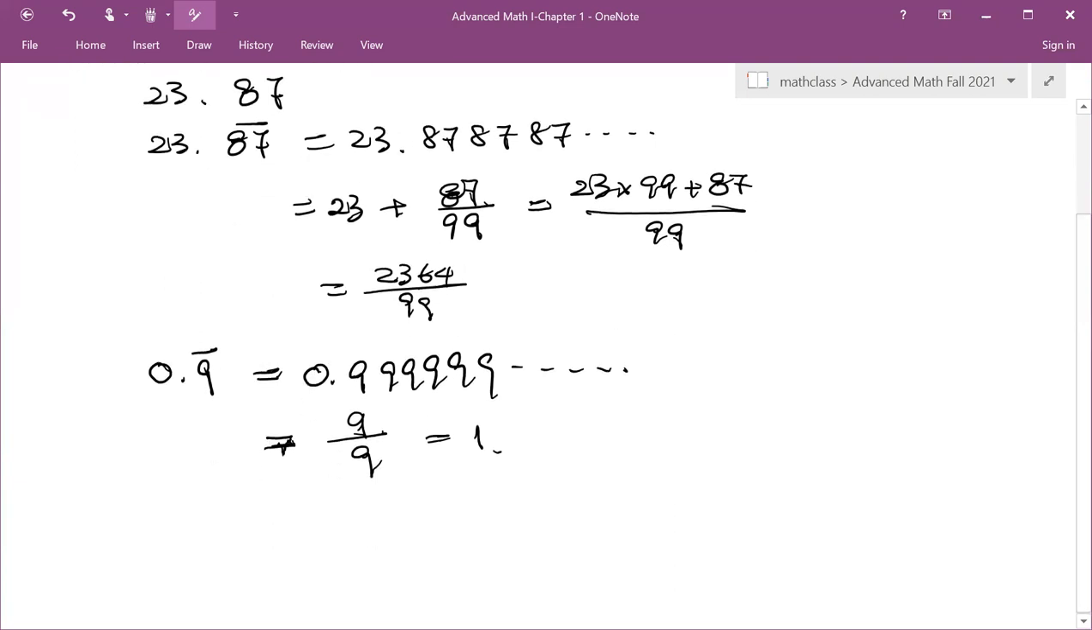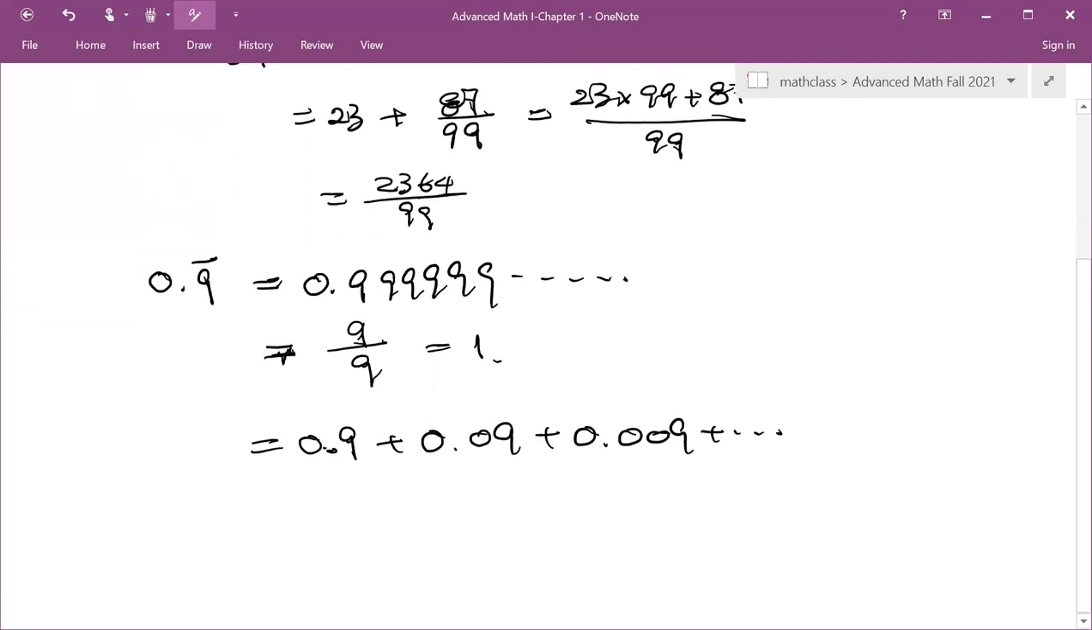So a rational number in decimal form with repeating digits can be viewed as a limit. This is actually 0.9 plus 0.09 plus 0.009 and so on. It's a sum of infinitely many terms, but each term is getting smaller and smaller. Later on, if you study series, you can find out the limit, which is actually 1. We are going to talk about this a little later, but I just tell you that 0.9 bar converted to a fraction is 9 divided by 9, which is equal to 1.